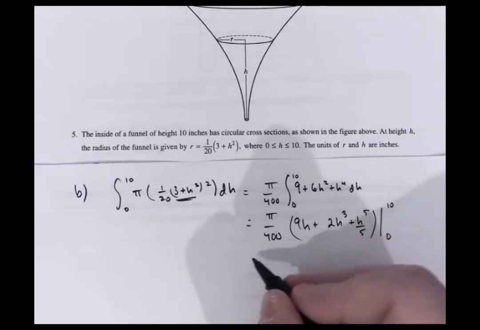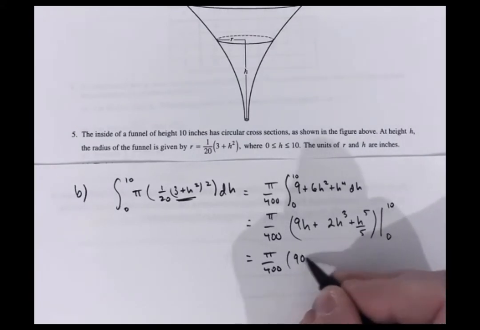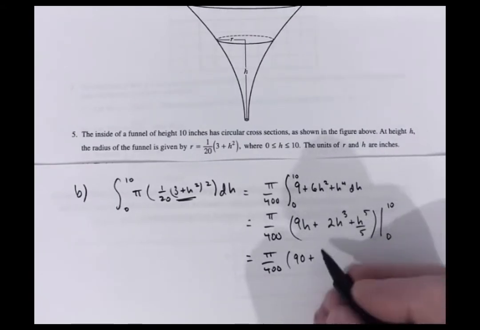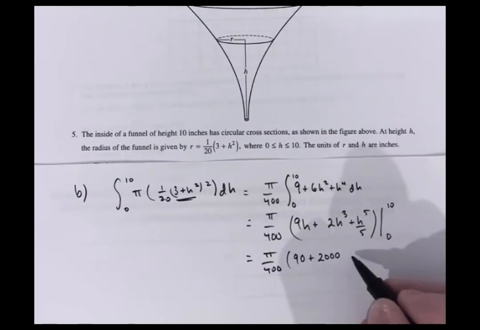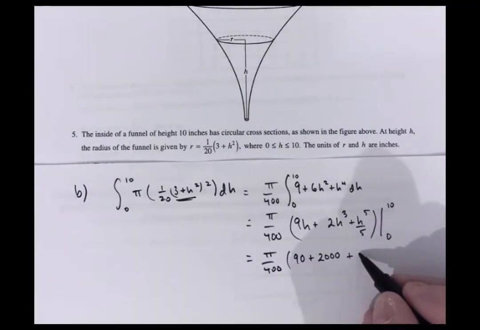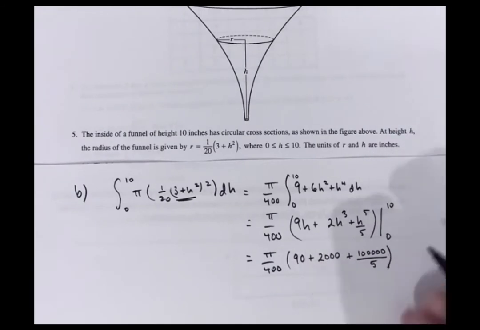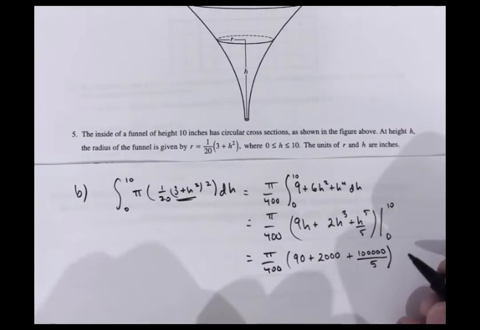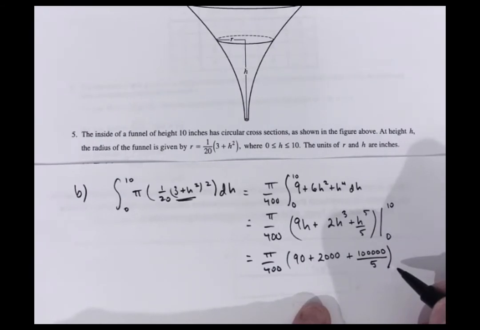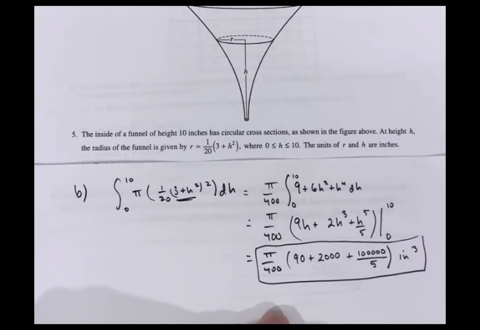So it looks like our volume is going to be pi over 400 times (9 times 10 is 90, plus 2 times 10 cubed, which is 2,000, and then finally h to the 5th, let's just write it as 10 to the 5th over 5). Since it's the AP exam, we don't care about the arithmetic as much as we care about the algebra and the calculus, which we have performed correctly. The units were inches, so as a volume, this would be inches cubed. And truthfully, I would not do any more simplification than that.